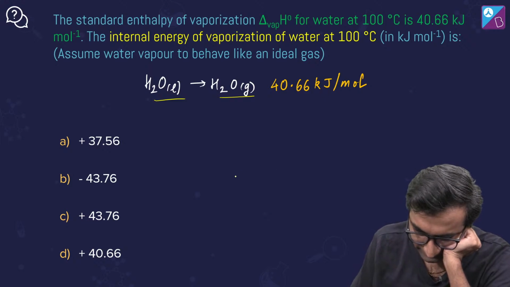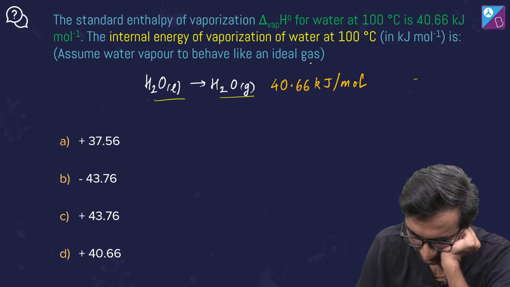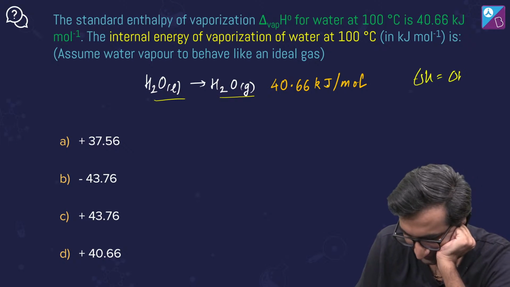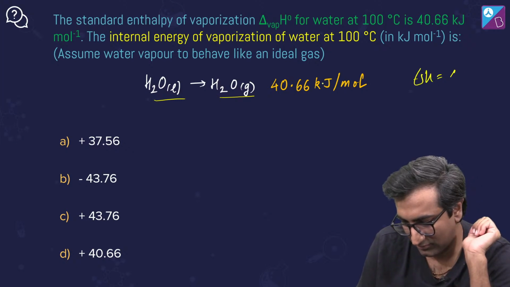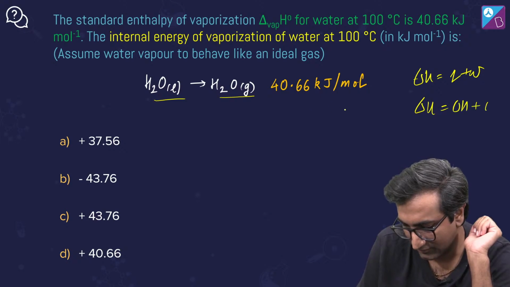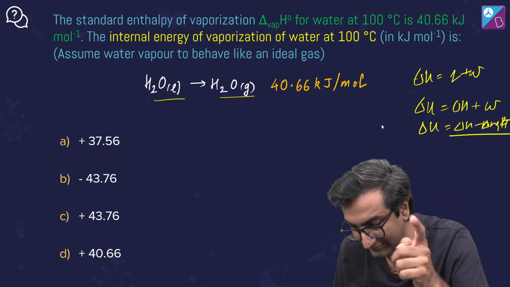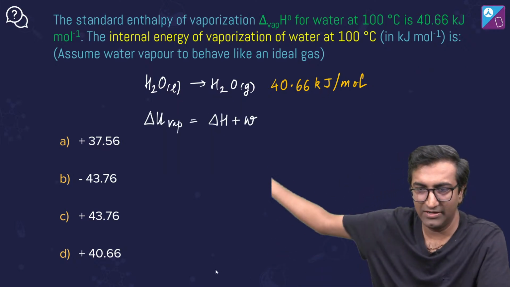How do we start this? Well, U is equal to H plus W, right? And then this, sorry, let's write it from the first one. Delta U is equal to Q plus W. That becomes delta U is equal to delta H plus W. That is delta U equal to delta H minus delta Ng RT. Ta-da! That's what you've got to do. वही आपको करना है, वही इसलिए मैंने यहाँ पे लिख दिया.